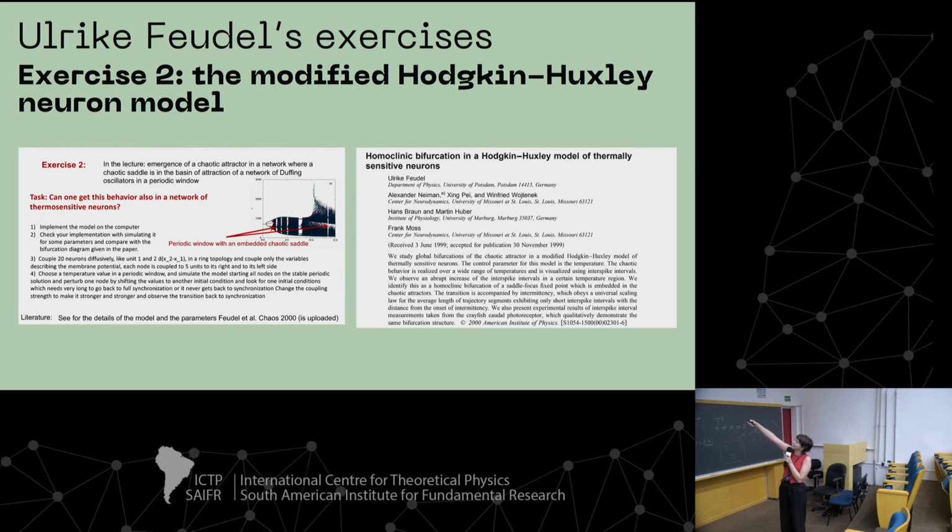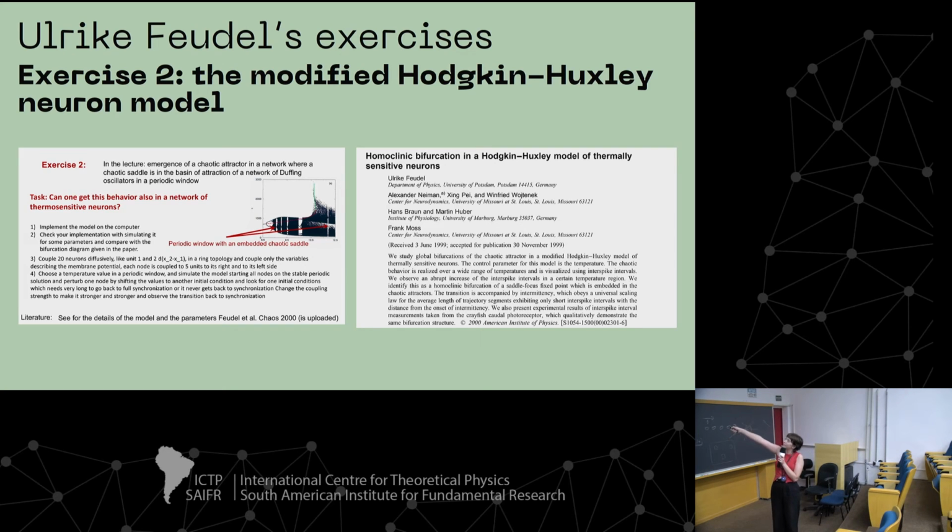The second exercise is the modified Hodgkin-Huxley neuron model. We had to read this article by Ulrike that she published about 20 years ago, and that's important because of what I will say in a second. But basically, we had to implement it and try to plot a bifurcation diagram such as this.